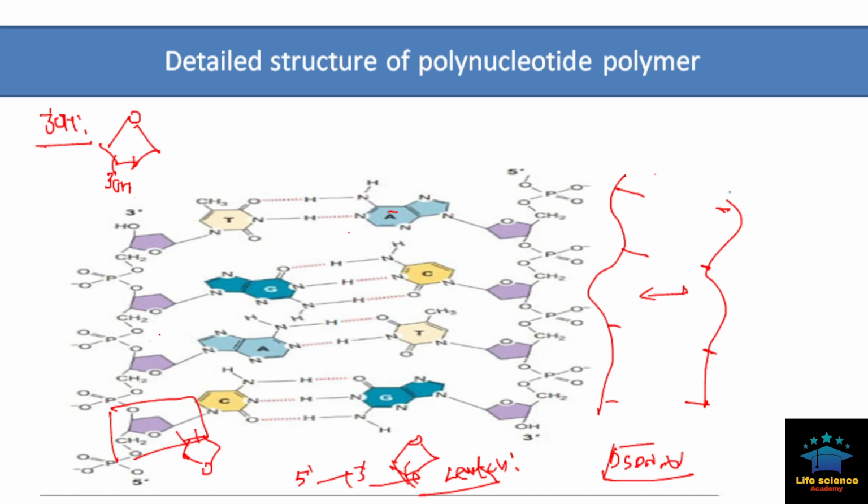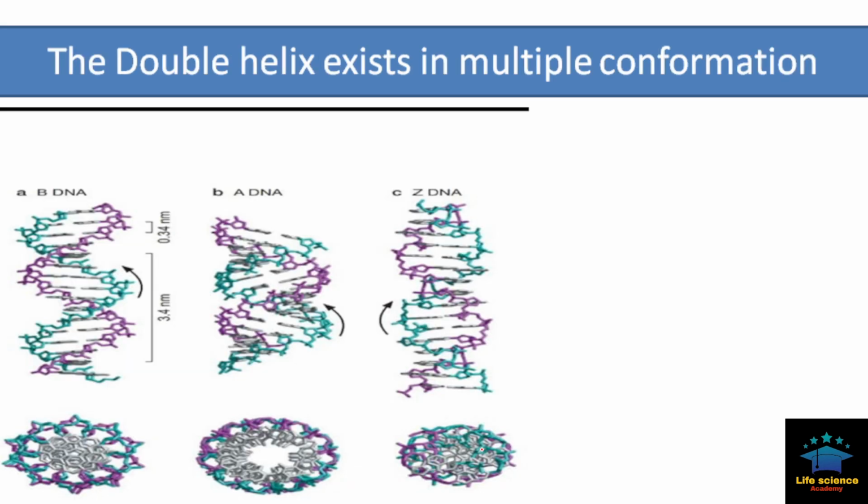Some chemical groups define the major and minor grooves from the edges of the base pair. These chemical groups are present which will define the major and minor grooves. So the double helix exists in multiple conformations. DNA is a double helical molecule, and it does not form only the B form of DNA. It will also form the A form and the Z form of DNA, and there are conditions which define the A, B and Z forms of DNA.